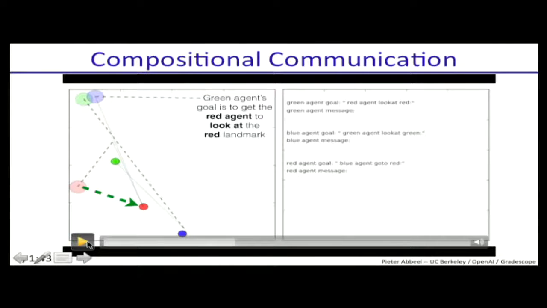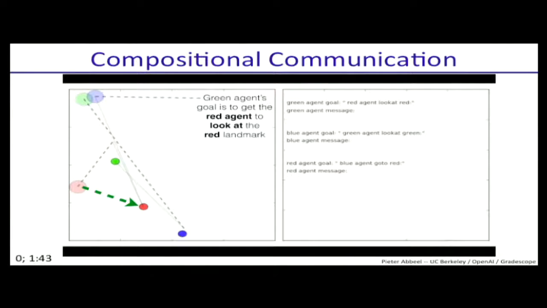OK, so what are we looking at here? The green agent's goal is to get the red agent to look at red. The green agent has not sent a message yet, because it's still time 0. They haven't taken an action yet, but they've been given a goal vector. They're not given it in natural language. They're given a partial reward function description.